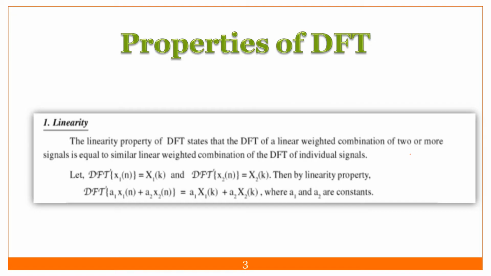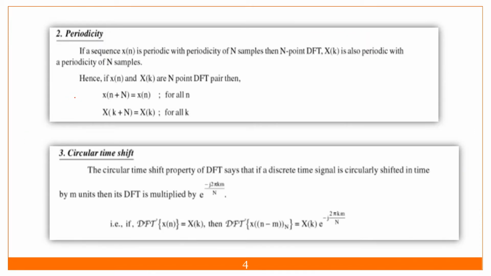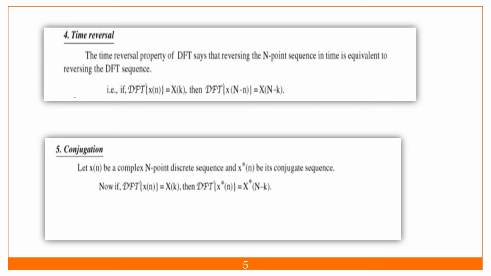So in the last lecture we discussed the properties of DFT. The very first property we saw was linearity. Periodicity is over, the circular time shift is over, time reversal is over, and conjugation is over. These 5 properties we discussed in the last lecture.